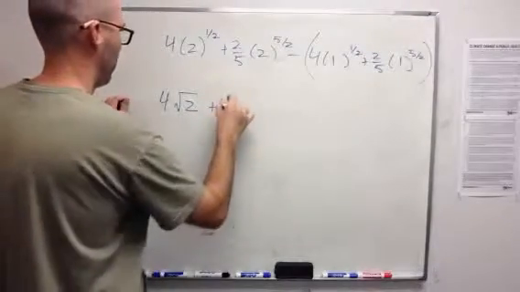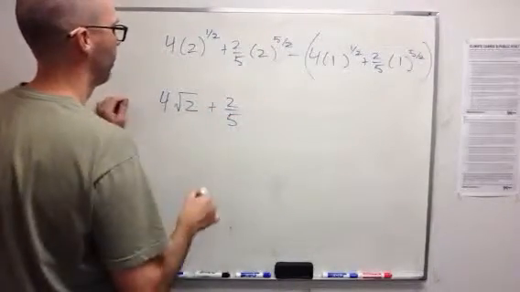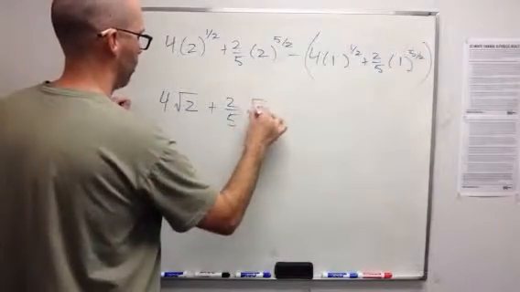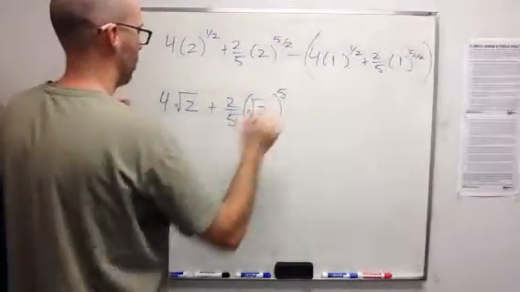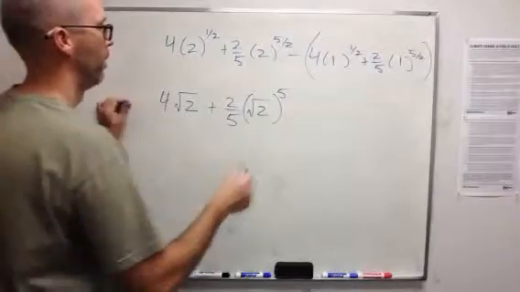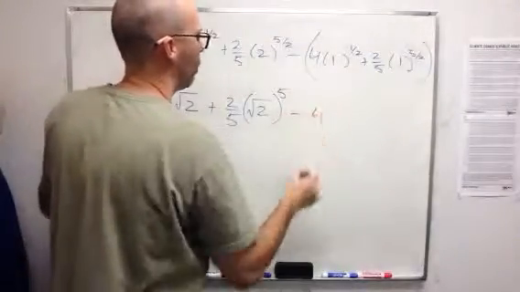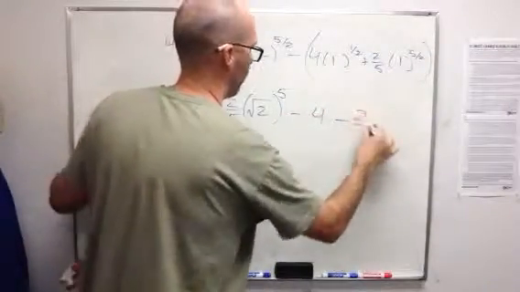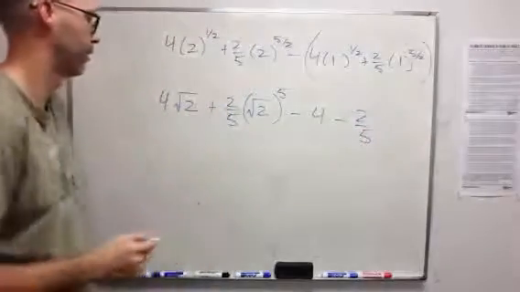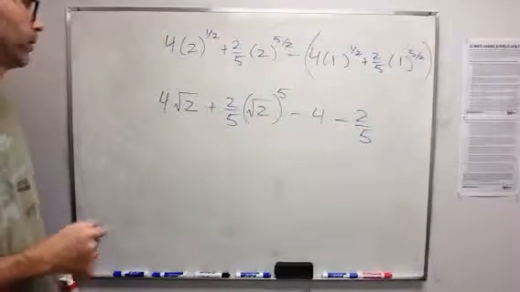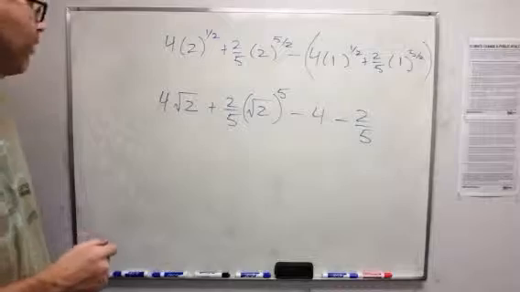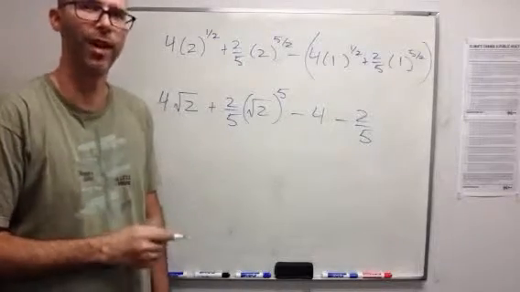plus 2/5 square root of 2 to the 5th power minus 4 minus 2/5. Yes, a very ugly number. I agree.